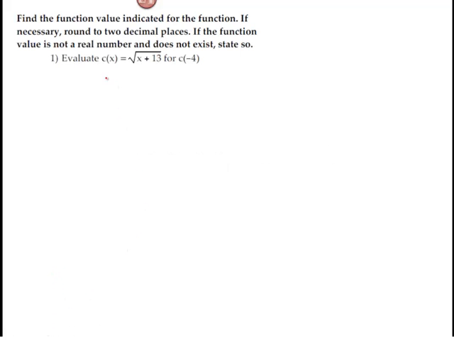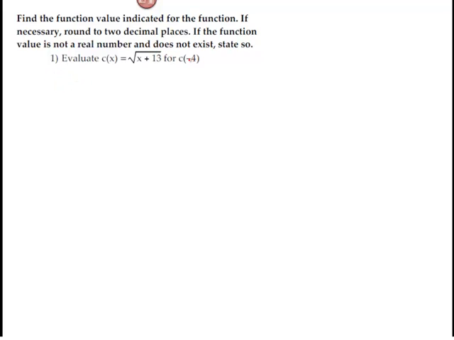Chapter 7, Review. Number 1, find the function value indicated for the function. If necessary, round to 2 decimal places. If the function value is not a real number and does not exist, state so. So the last part of that instruction has to do with, remember that if we get a negative under our square root, we have to say that's not real.